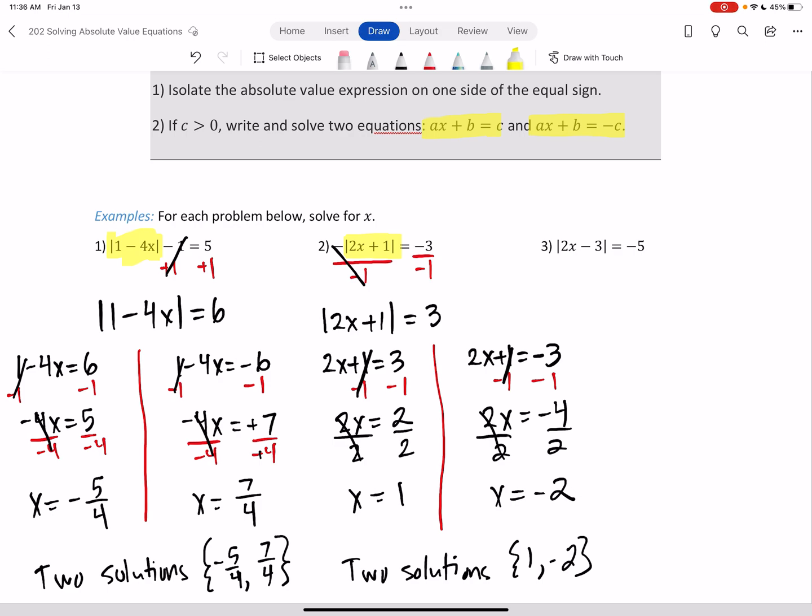Okay, let's look at the last one. Absolute value of 2x minus 3 equals negative 5. We can't find any values of x that make an absolute value equal to negative 5. This guy over here, this negative 5, says no solution. The absolute value can't be negative.